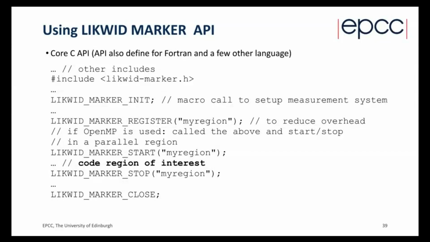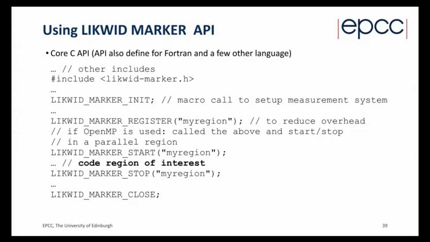So we need to include the LIKWID Marker header, and then in the sequential part of the code, we call the LIKWID_MARKER_INIT macro. Then we encapsulate the region with marker start and stop, with a tag, which is a string, which should be unique. Start and stop instruct LIKWID directly to start measuring and stop measuring again. So this way we can really focus on a small region of the code.